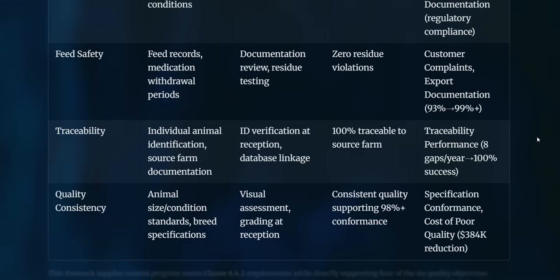The final area is quality consistency. The requirements here include animal size, animal condition standards, and breeding specifications. Our control measures here include visual assessment and grading at the reception. Our KPI here is consistent quality supporting a more than 98% conformance target. And the objective we are impacting here is specifications conformance and cost of poor quality reduction, which is currently at 384,000 USD annually.